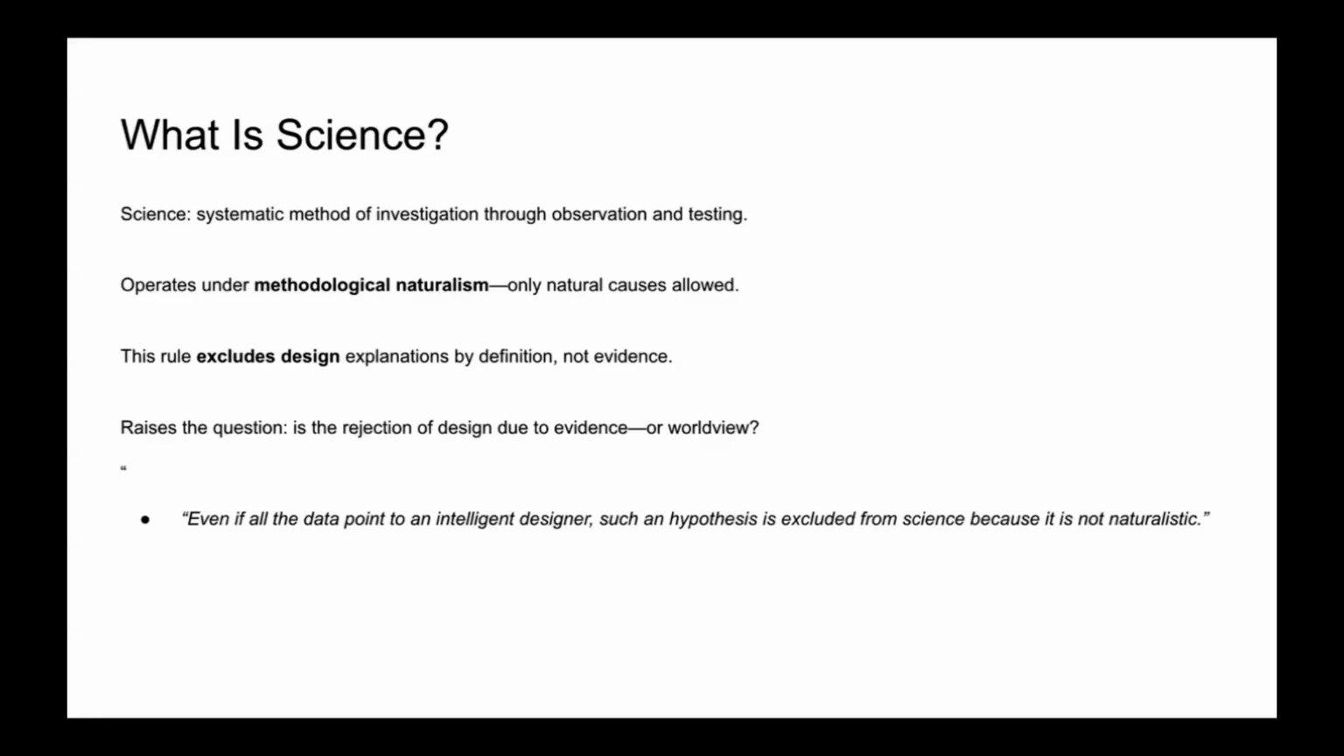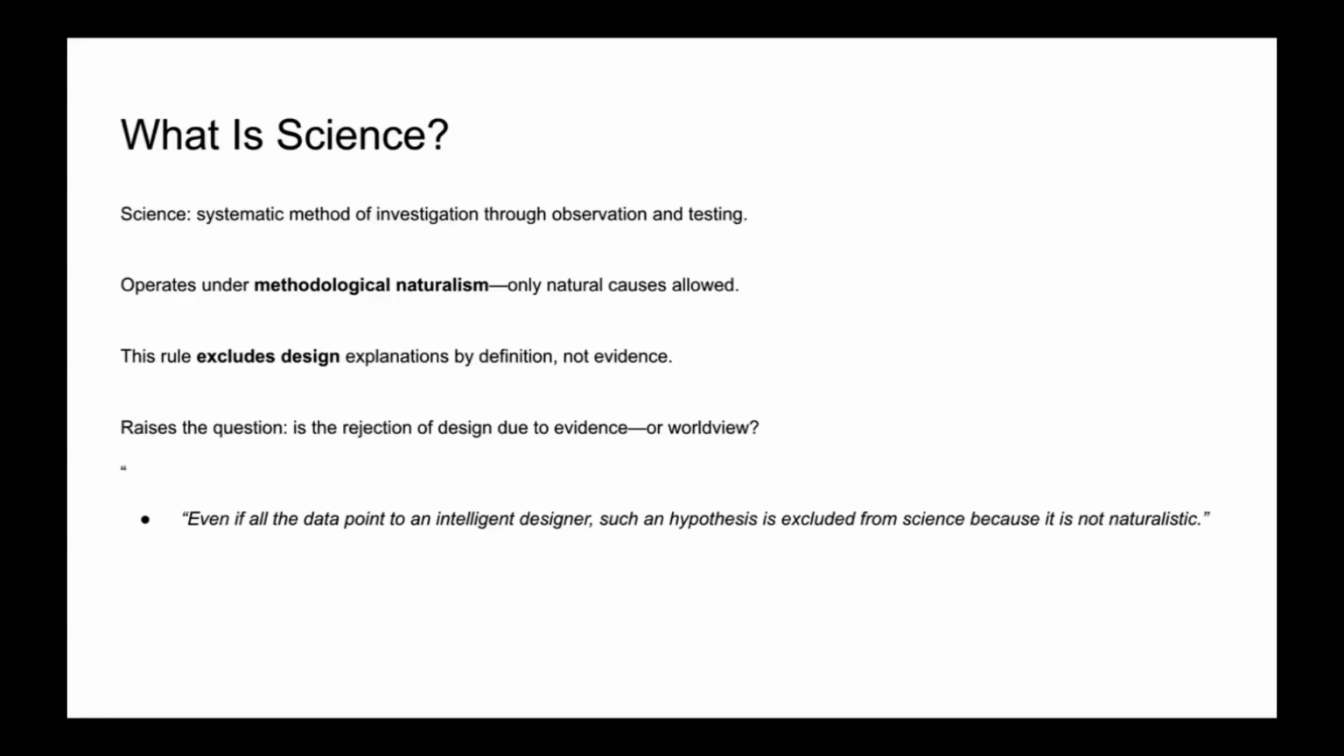Touching a bit more on science, the definition of science is really important. Science is mostly defined as a systematic method of investigation through observation and testing, right? By this standard, it has already proven its worthiness. Science has achieved incredible success in describing how the natural world works. And the way it does this is that it operates under an overall rule called methodological naturalism.